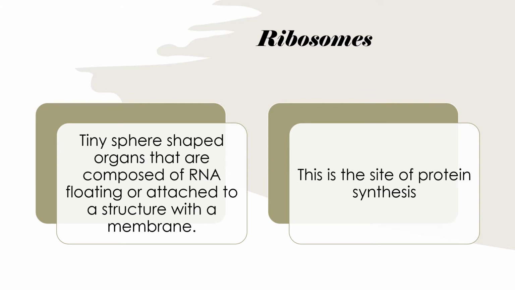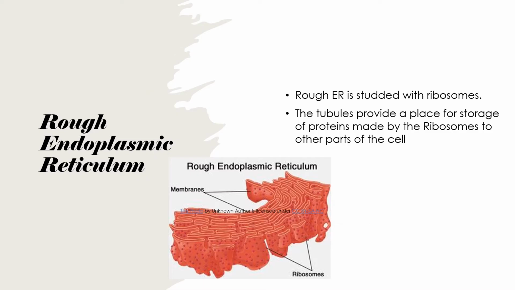Ribosomes are tiny sphere-shaped organs that are composed of RNA, floating or attached to a structure within a membrane, typically the rough endoplasmic reticulum, and this is usually the site of protein synthesis within the cell. Rough endoplasmic reticulum, pictured here, is studded with ribosomes, and the tubules provide a place for storage of the proteins made by the ribosomes to other parts of the cell.